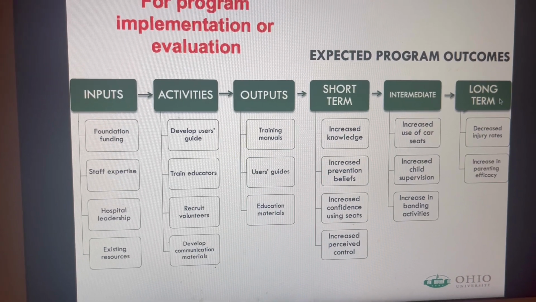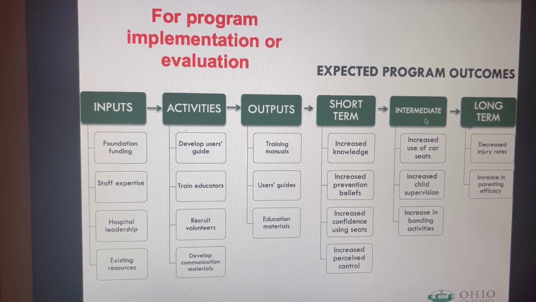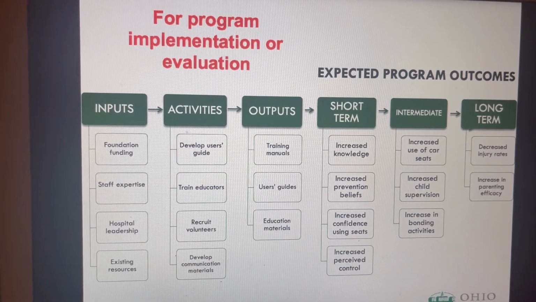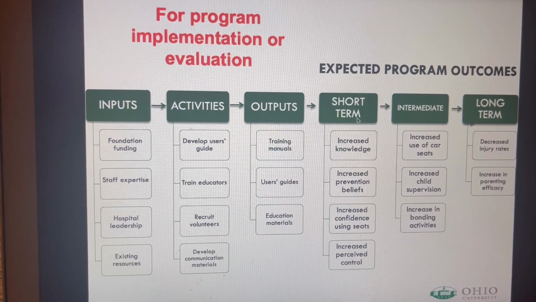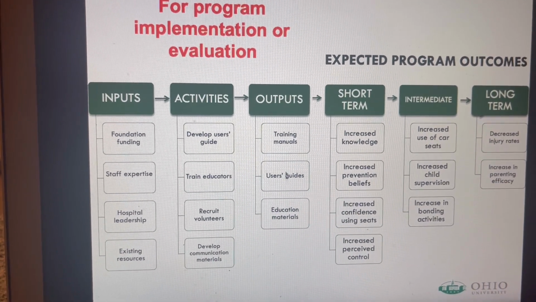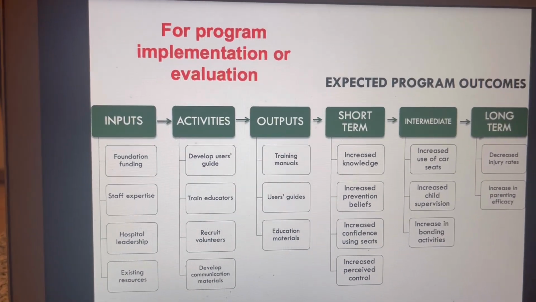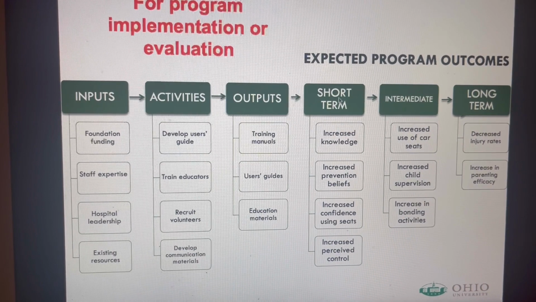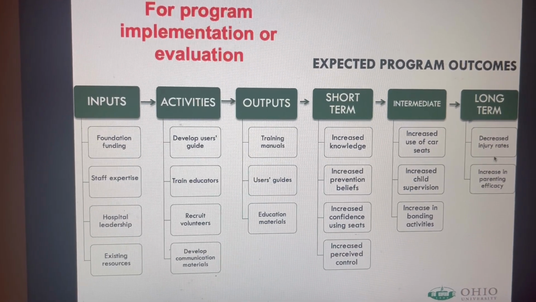After we have our long-term, medium-term, and short-term outcomes, then we go ahead and ask: what outputs am I going to put in place in order to get my short-term outcomes, my medium-term outcomes, and my long-term outcomes? So what am I going to do?